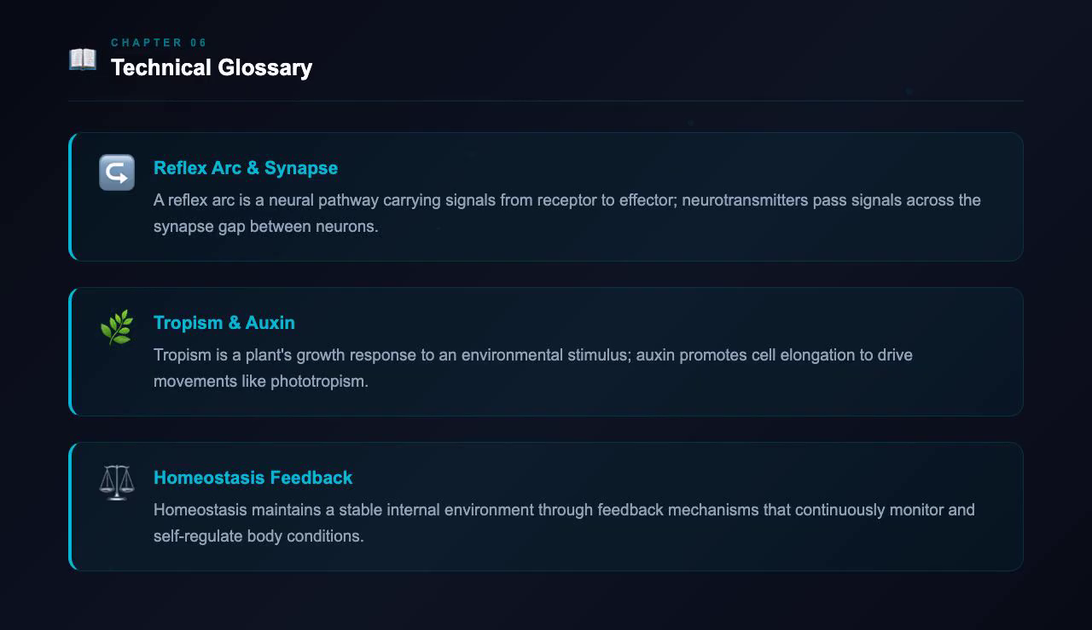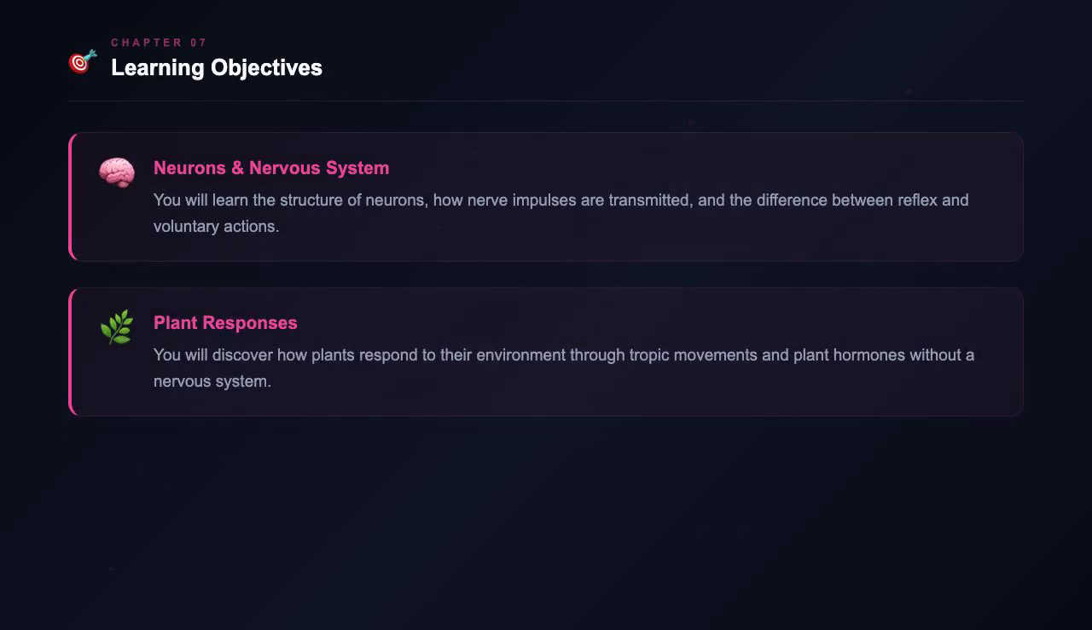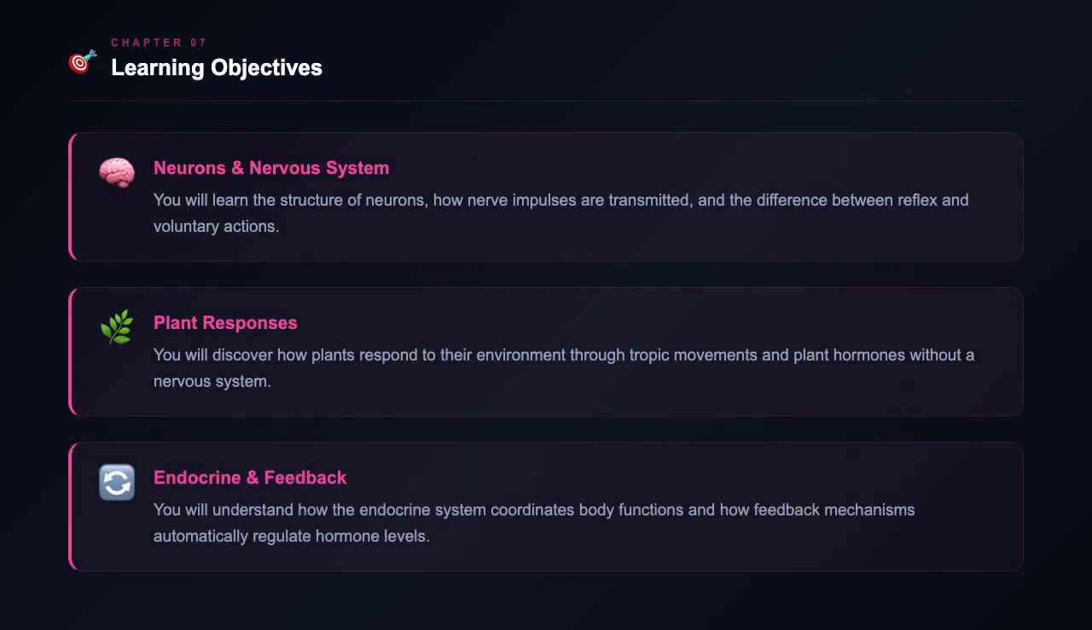Homeostasis maintains a stable internal environment despite external changes. This is achieved through a feedback mechanism, creating a self-regulating cycle. Living organisms need control and coordination to function properly. This topic explores how animals and plants achieve this.